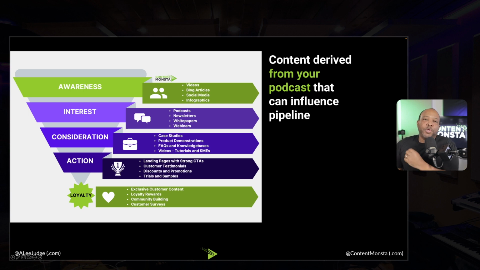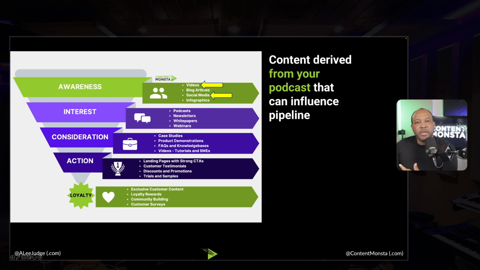When you're creating this podcast, there's certain content that can be derived from it that can influence your pipeline. Starting with video: if you're creating video from your podcast, that can feed into the awareness stage of the funnel. Then also your social media.